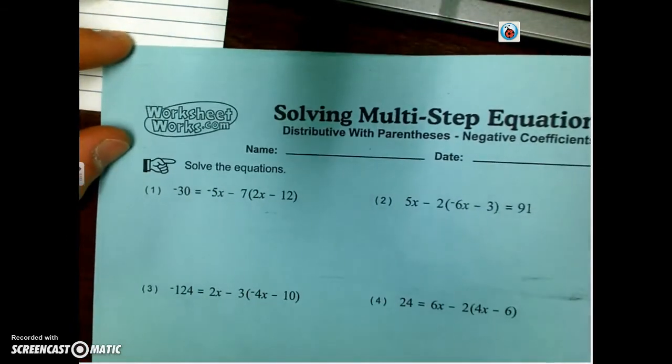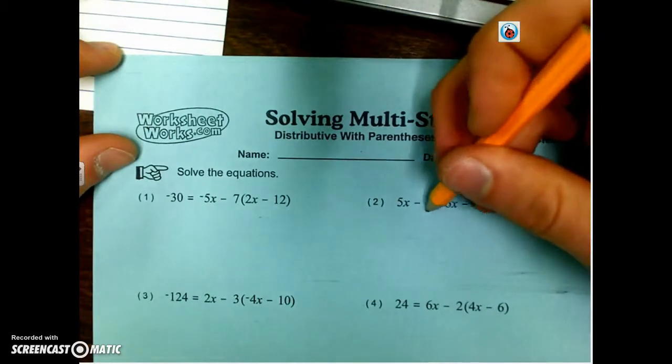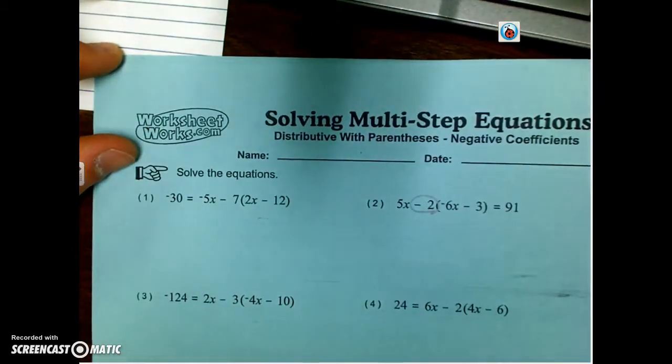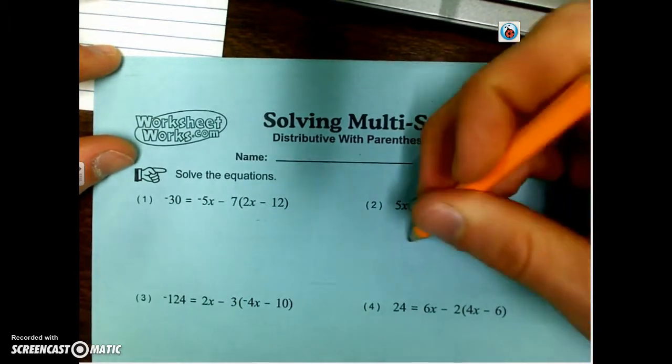Alright, so this is distributing with parentheses again. The only thing to notice is that sometimes there's going to be a negative sign with our number, so you'll have to keep that in mind. That's the only thing different between this page and the other one where we're doing this process.